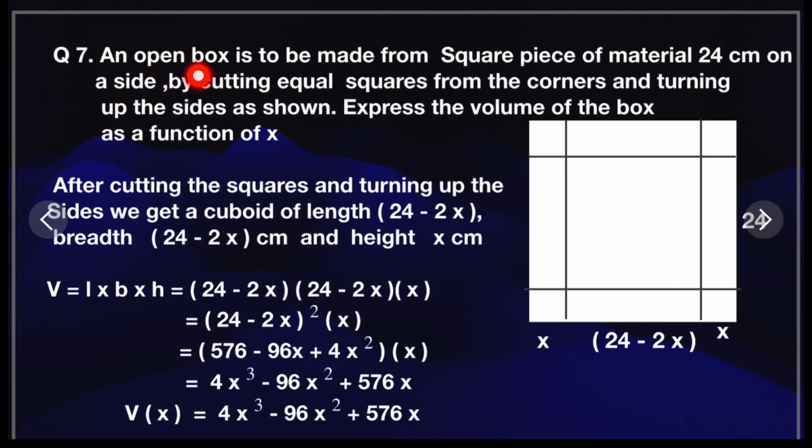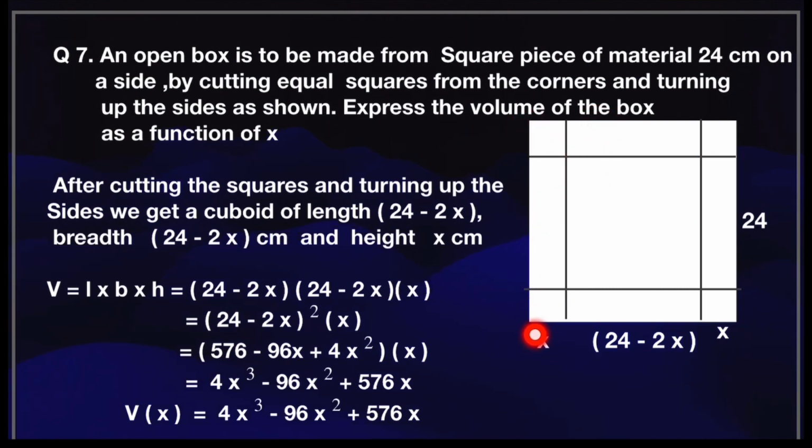Question 7. An open box is to be made from a square piece of material 24 cm on a side by cutting equal squares from the corners and turning up the sides as shown. Express the volume of the box as a function of x. So here is a square piece of cardboard, and here we are going to cut these edges like this, the 4 squares here, and we'll turn up the sides to make a box.